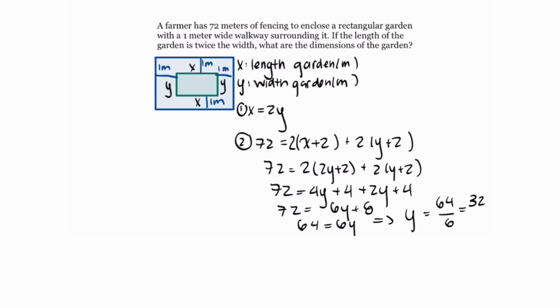I'm just missing the meters here because it's important to label the units for all of your variables. So they ask for that dimension, so we also need to find the x value. So here it's 64 over 3, also meters.